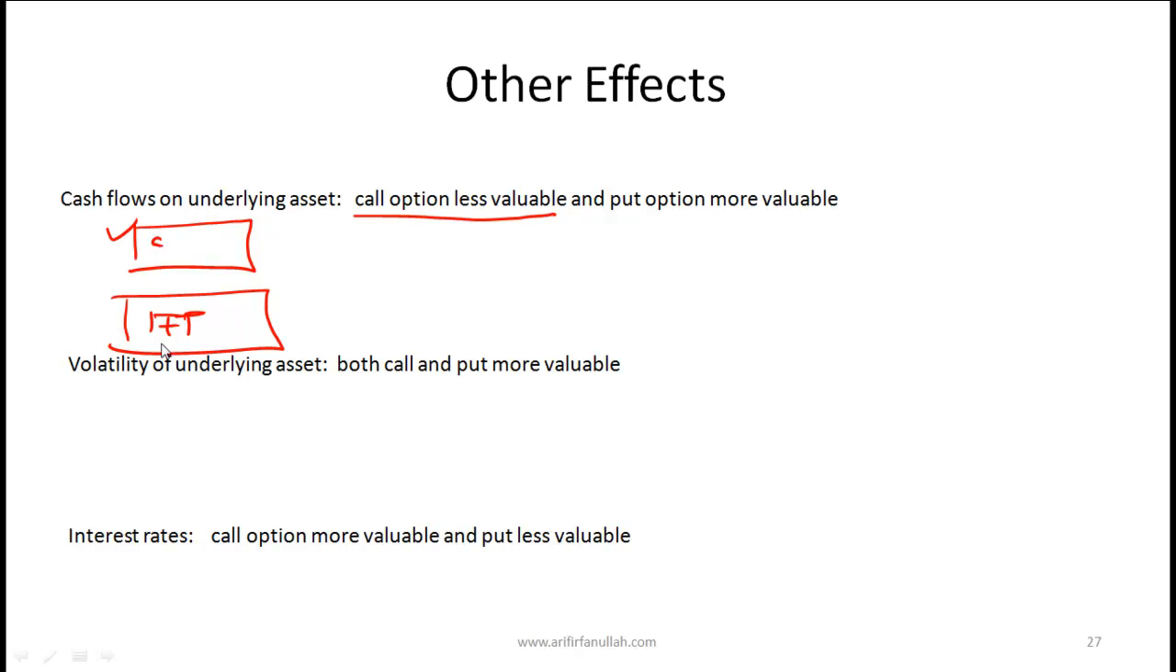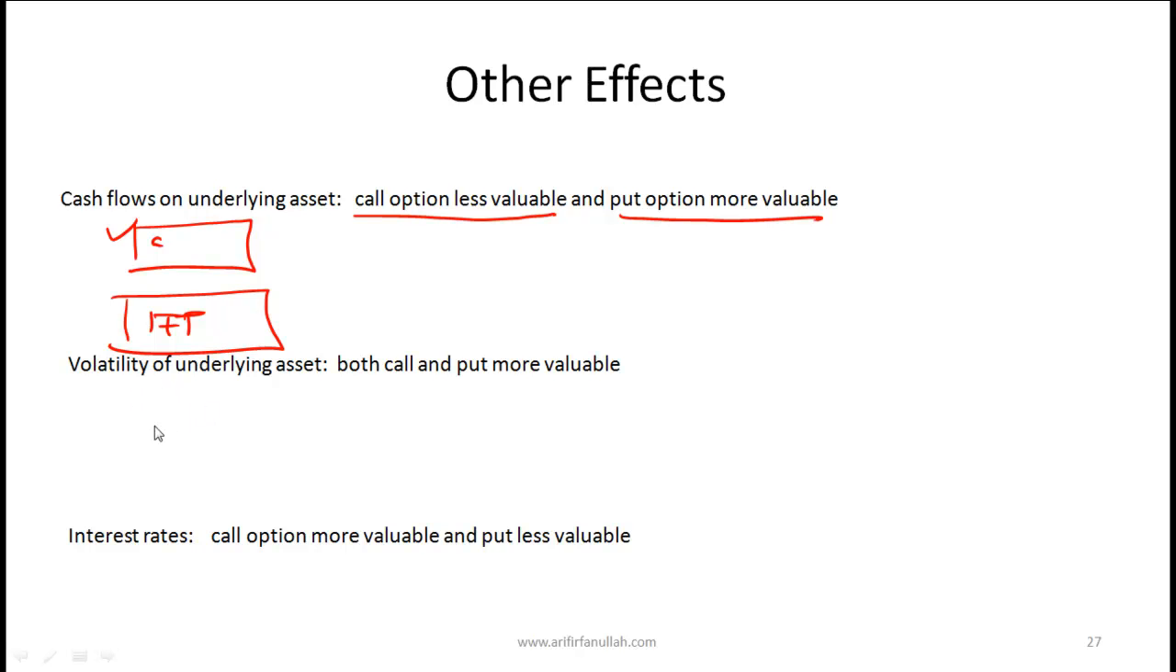Now if the stock suddenly decides to give a high dividend, owning the call option is less valuable. In other words, it might make more sense for you to exercise the call option and get a hold of the stock so that you can get the dividend. So in simple terms, when a stock is paying dividends, that makes the call option less valuable, and the put option, however, becomes more valuable. So just memorize that. When the underlying pays a dividend or the underlying has some cash flow, the call option becomes less valuable and the put option becomes more valuable.